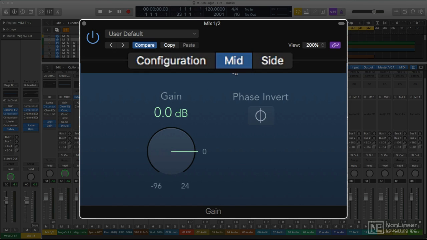You can also increase the level of the side channel above the mid signal. This will add some additional width to the stereo image, pushing elements on the sides further out towards the speakers, toward the edges of the stereo soundstage. But it will also change the relative level of those panned elements against the elements centered in the track.